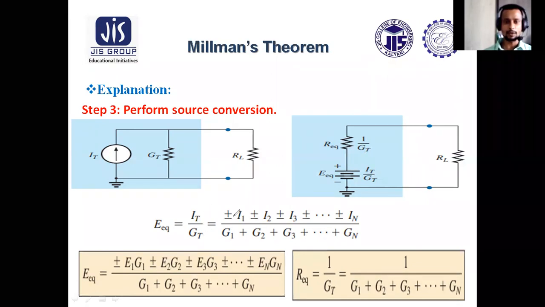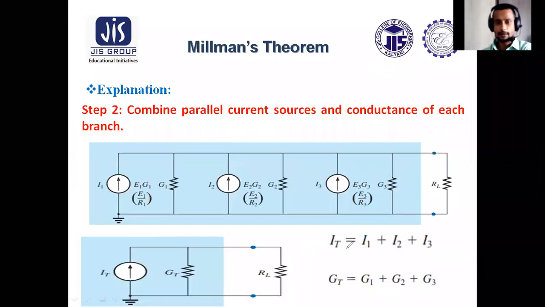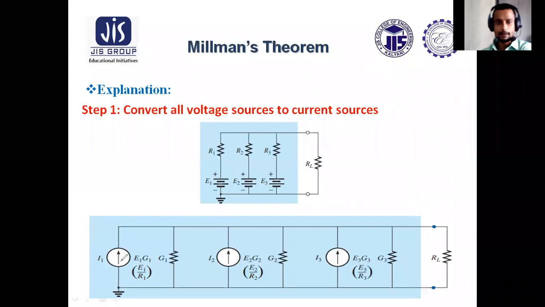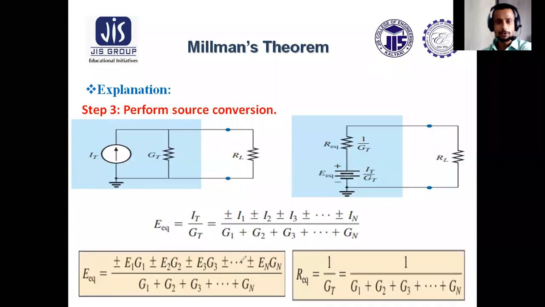Now, IT by GT, IT equals what? I1 plus I2 plus I3. If a current is in the opposite direction, then it will be minus. So that is why plus minus is written. And GT is G1 plus G2 plus G3 up to Gn. Okay. Now, I1 equals what? I1 equals E1 into G1, I2 equals E2 G2. So here we have substituted I1 by E1 G1, I2 by E2 G2, likewise, divided by G1 plus G2 plus Gn.